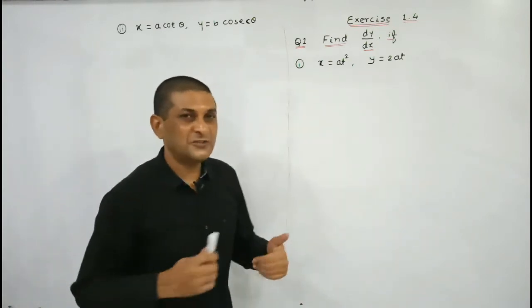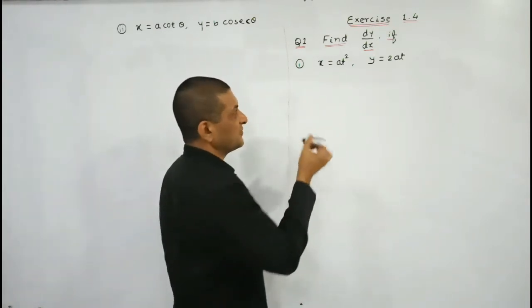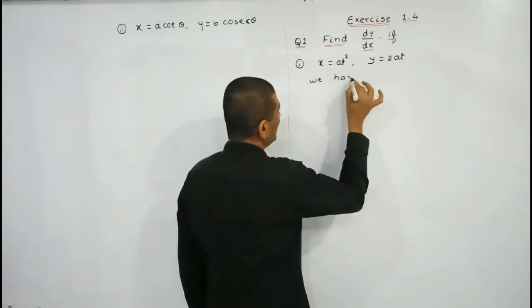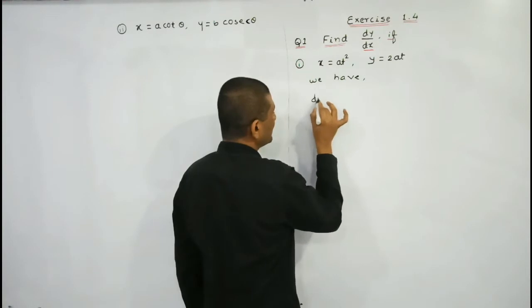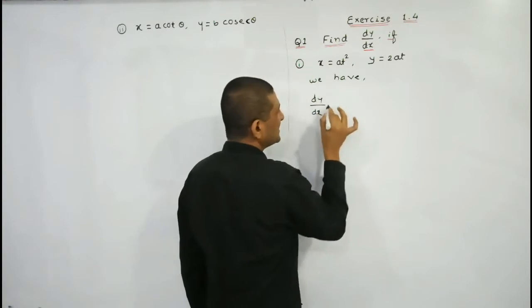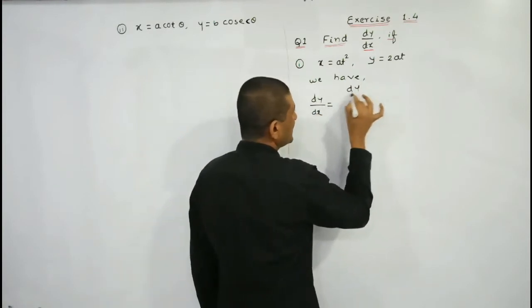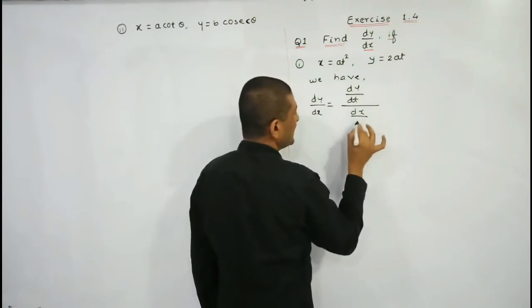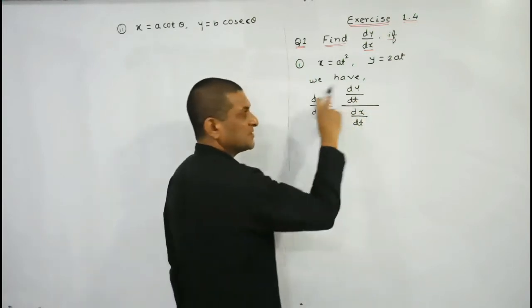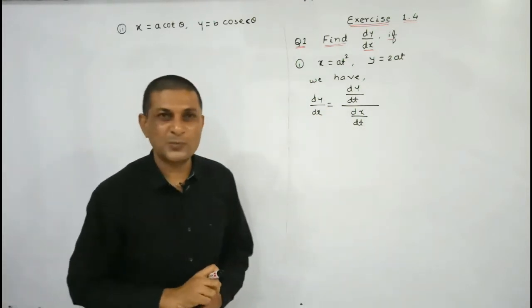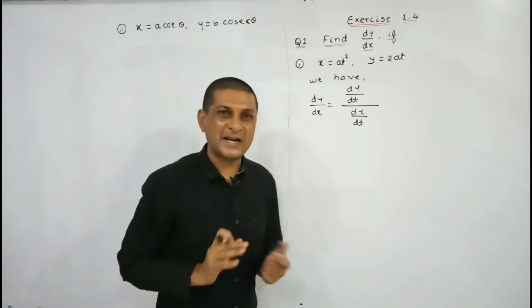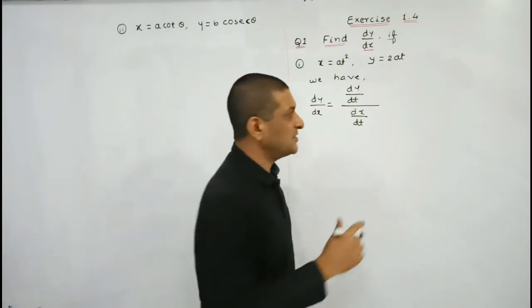So we have one theorem to find its differentiation. Observe that theorem: dy upon dx is equal to dy upon dt divided by dx upon dt, where the parameter is denoted by t. This is the important theorem which we proved in the last lecture to find the derivative of a parametric function. So let us apply this formula.